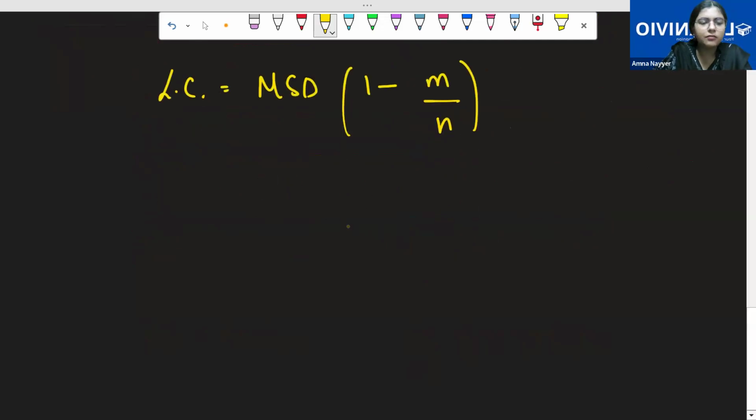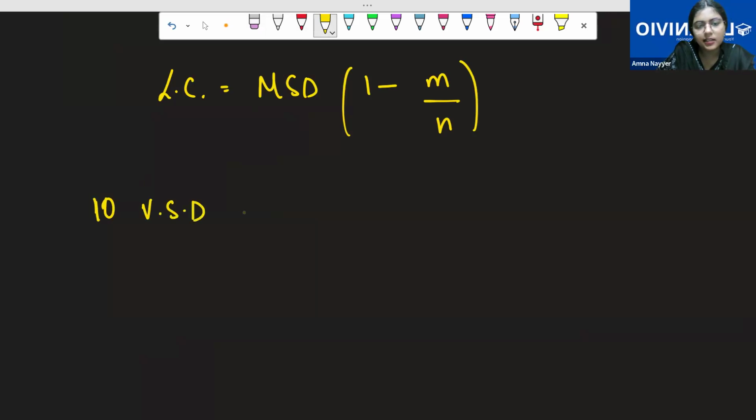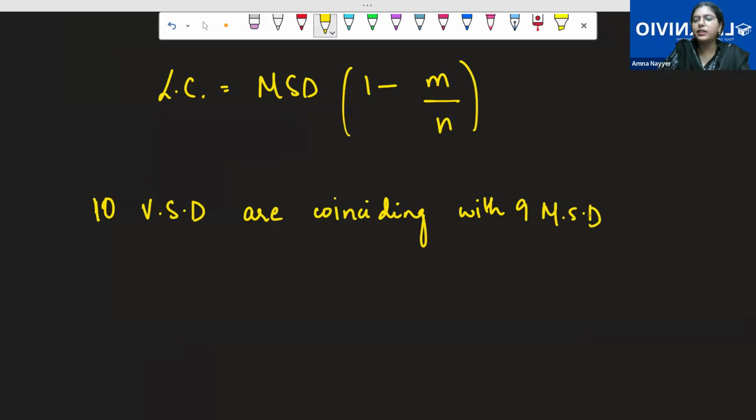Let's say one main scale division, let's just say something. Let's say N is equal, or I'll say 10 VSD are coinciding with 9 MSD. Just a random data I've taken. And see, it's like one scale is having 9, other scale is having 10. And that is possible because you're just shifting the movable scale.